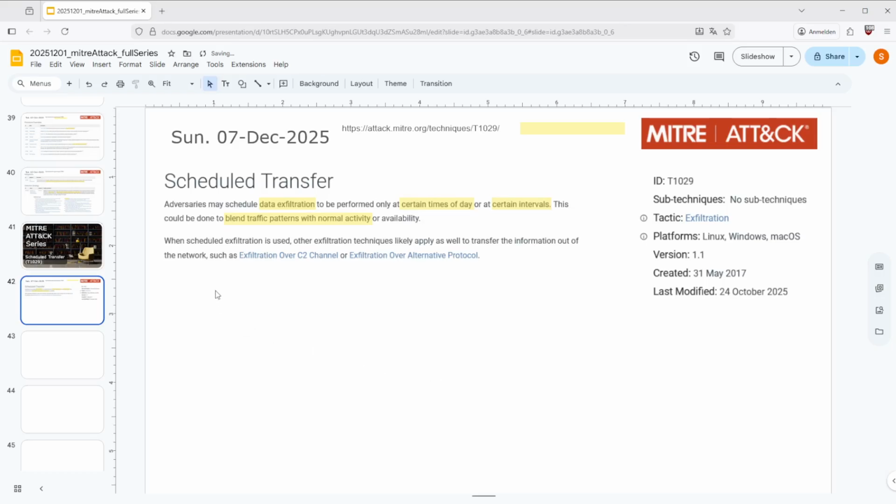Exactly. When scheduled exfiltration is used, other exfiltration techniques likely apply as well to transfer the information out of the network, such as exfiltration over C2 channel or exfiltration over alternative protocol. And these are other Mitre techniques that we can take a look at in a later video if we want. So this is then a quick exfiltration Sunday, maybe.